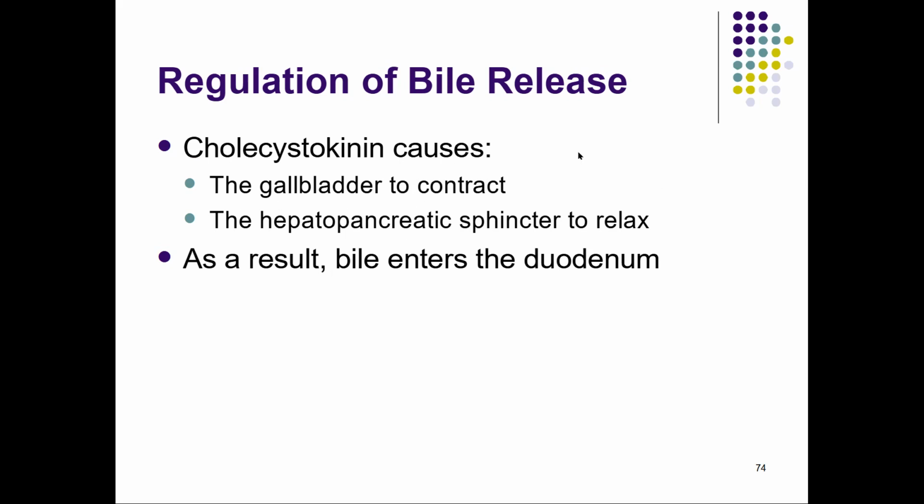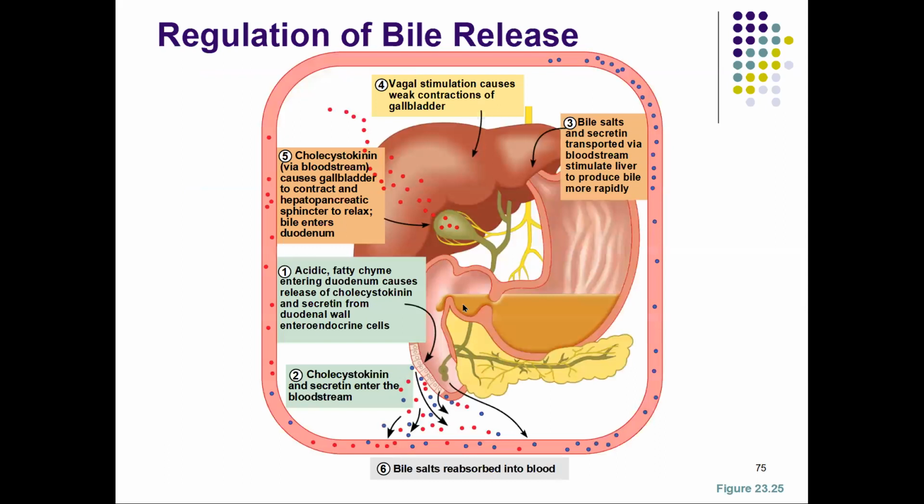So as it mentions here, the cholecystokinin causes the gallbladder to contract and the hepatopancreatic sphincter to relax. As a result, bile enters the duodenum, right? So the bile can move, as I just said, into the duodenum. Now, this here is, of course, simply showing it step by step.